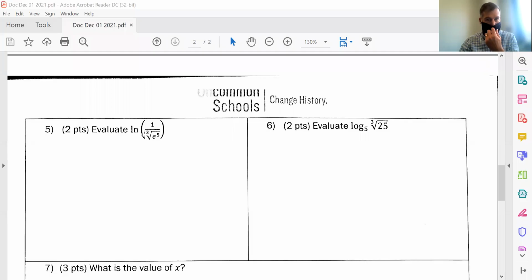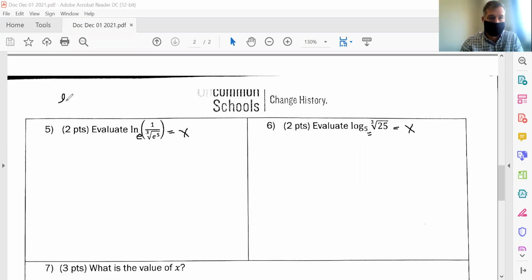Okay, these next pages, 5 and 6, are just evaluating logs. When we do evaluating logs, the first thing we need to do is rewrite and think about our bases. The base for any ln function is e. We're looking for, let's call it x. So we've got a base of 5 over here, and we're looking for x. So the very first thing you need to do is rewrite.